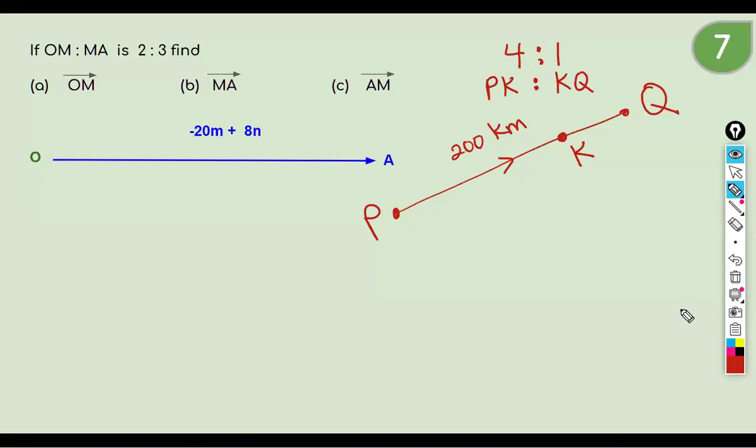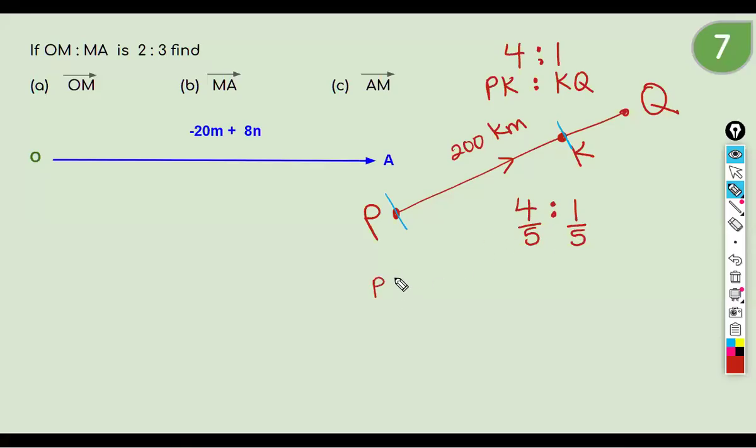Would you be able to find the first part, PK? Remember what ratios mean? A ratio is just a different way of writing fractions. Anytime I give you a ratio like 4 to 1, fractions have a denominator. You're not seeing a denominator here. So just like in the Monday class, to figure out the denominator, you add up all the values in the ratio. In this case here it is 4 and 1. 4 plus 1 is 5. So the denominator becomes 5. So PK is 4/5 of the value of the line, and KQ is 1/5.